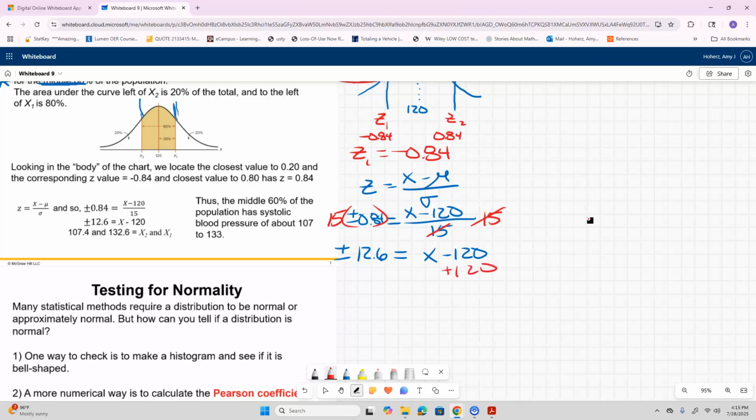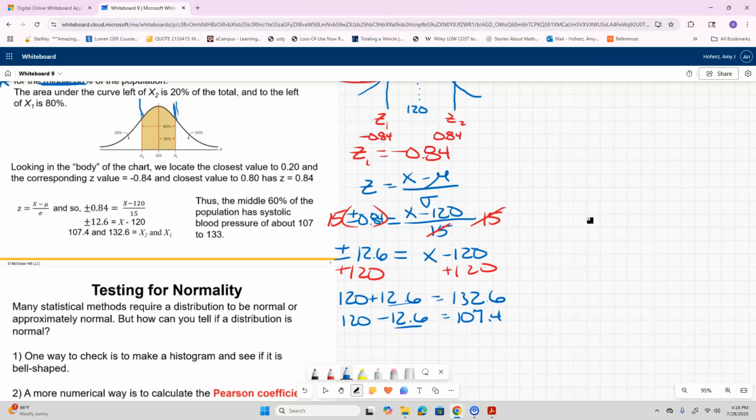Then we're going to add 120 to both sides. And that's the point where we do the add and the subtract. So 120 plus 12.6 gives us 132.6. And 120 minus 12.6 will give us 107.4. So they're telling us we need to go above the average by 12.6 and under the average by 12.6.